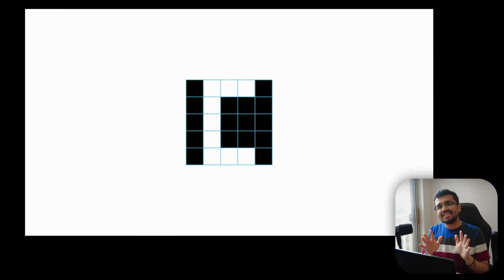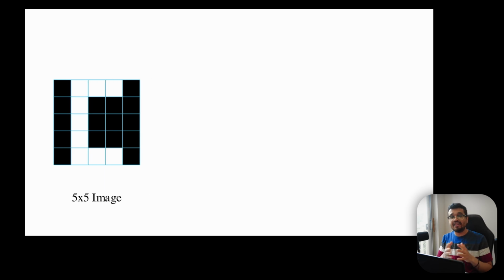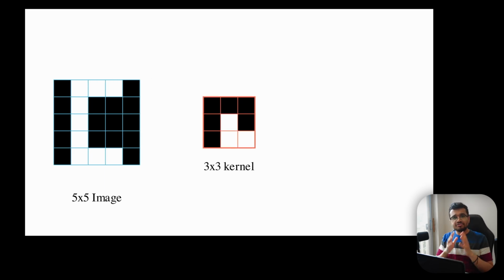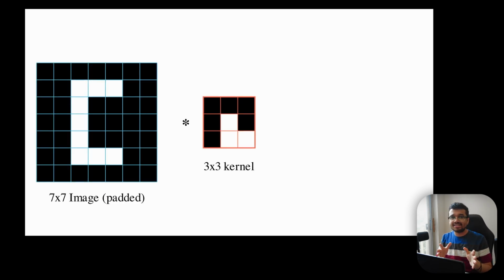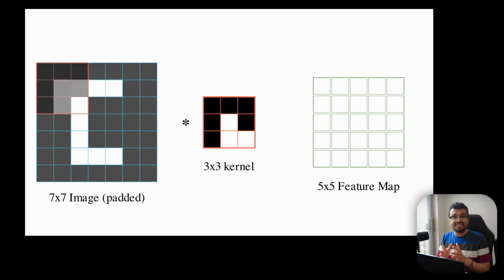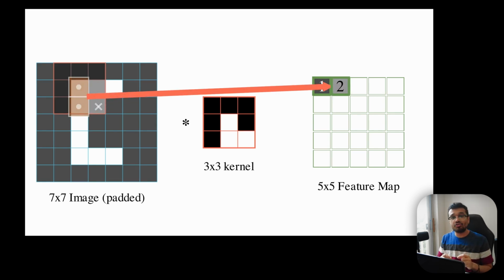At the heart of a CNN is the convolution operation. Let's say we have a 5x5 image of this alphabet C and this 3x3 filter. First, let's pad this image by 2 pixels to make it into a 7x7 image. To do convolution, we will scan the filter across the image and calculate the dot product of the filter with the image at each overlapping location.